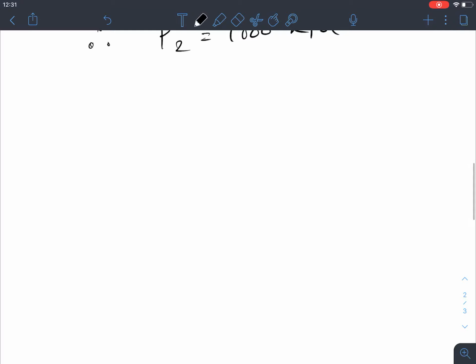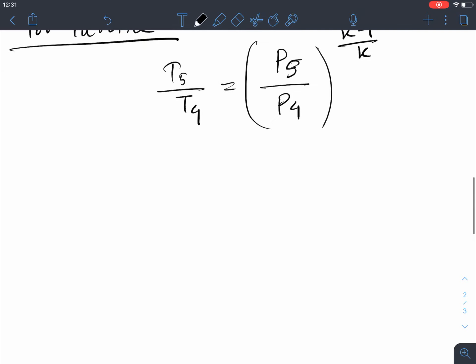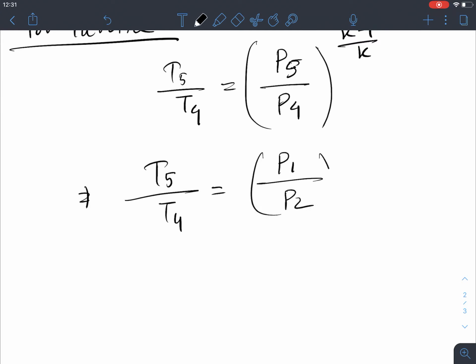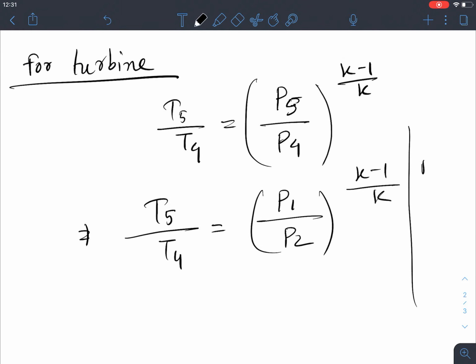If we analyze the turbine, we get this relationship: T5 divided by T4 equals P5 divided by P4 raised to the power of (k minus 1) over k. Interesting thing here: T5 over T4 equals P1 over P2, raised to (k minus 1) over k. An important note is that P5 equals P1 and P4 equals P2.